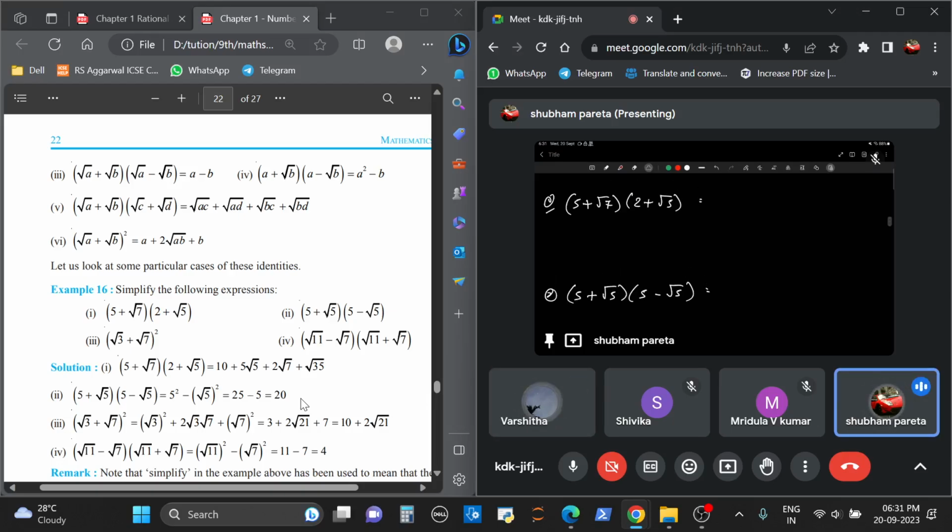Okay, so basically it's a binomial to binomial multiplication. Binomial to binomial multiplication means what? First 5 will be multiplied with the whole bracket, after that under root 7 gets multiplied with this whole bracket. So basically in this way we are doing the question.